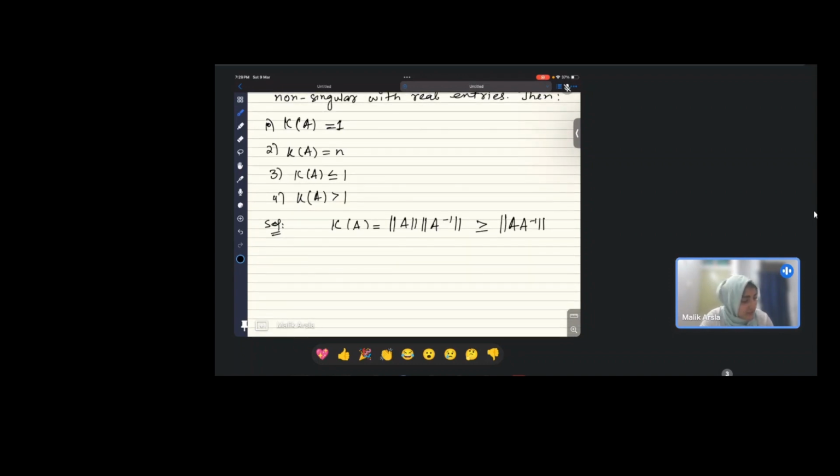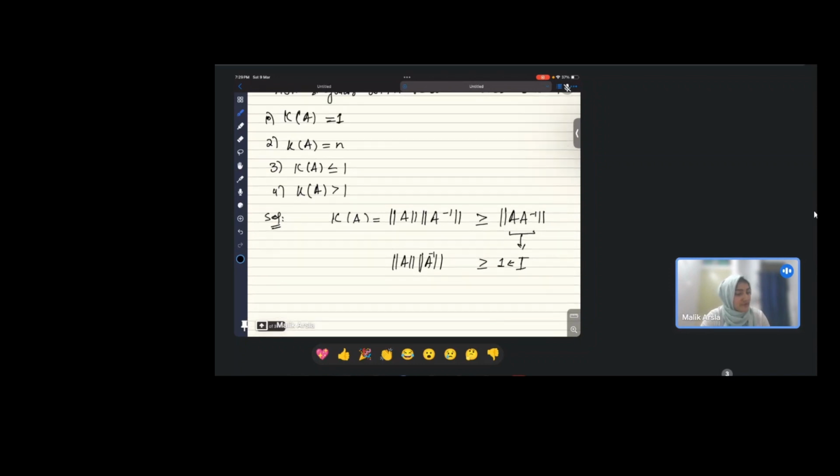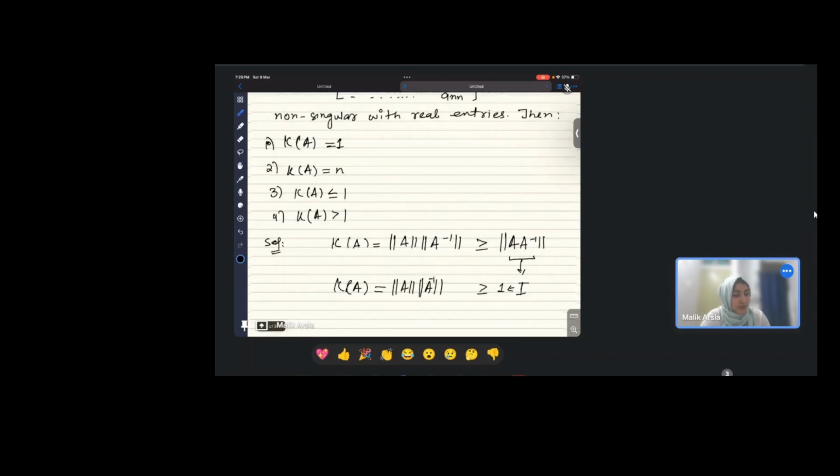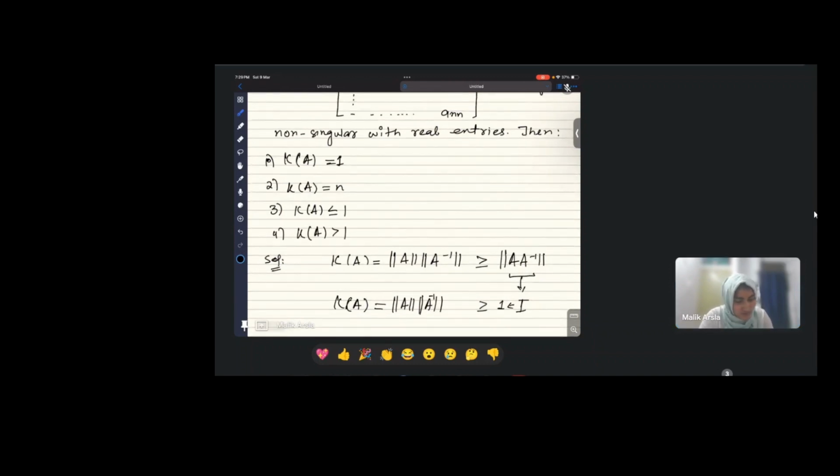And from here we can see that this thing is nothing but what? A into A inverse is an identity matrix. So norm of A into norm of A inverse is greater or equal to 1. What is the norm of identity matrix? It will be 1, correct? So from here we can see that condition number is greater or equal to 1, correct?